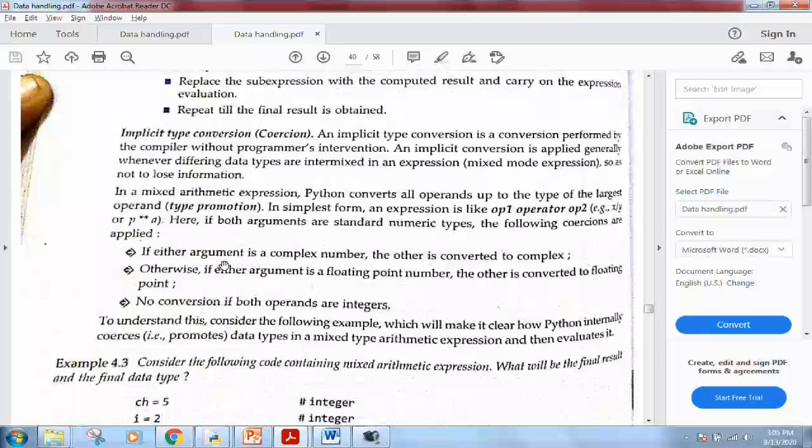Okay, let me first show you how the type conversion happens automatically in Python. I'm going to open IDLE and show you the type conversion which is done automatically by Python.